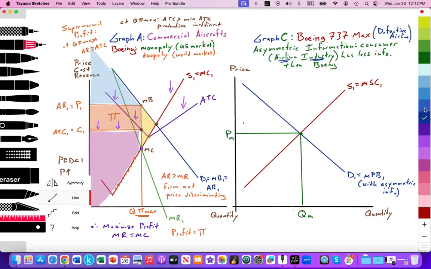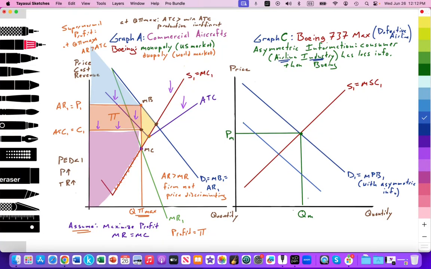Maybe I'll use a slightly different blue color. So here we have D2. And D2 can be equal to the marginal social benefit. And that social benefit is derived from more information provided to the consumer. Marginal social benefit with symmetric information.